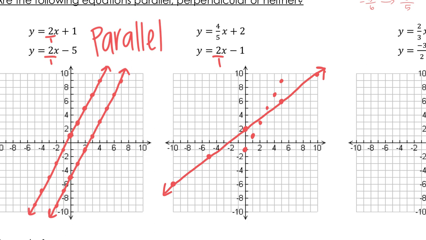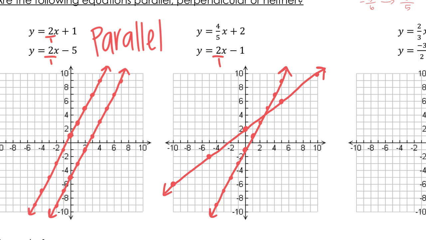Looks like I ran out of room, so I'm going to do the opposite and go down 2, left 1, as far as I can go. I'm going to connect my dots now, and let's see. Are they parallel? Well, they crossed, so they're not parallel.